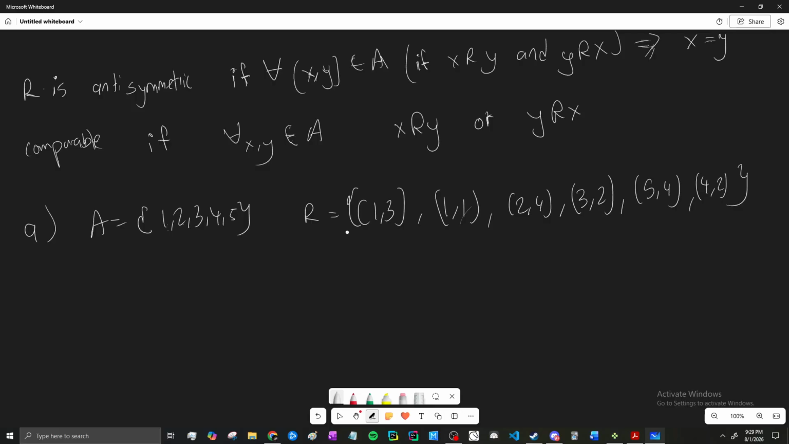Well, to be fair, 3, 1 is not here, so this is anti-symmetric so far. Not yet, we haven't fully proved it yet. But look, there's 2, 4 and there's 4, 2, but 2 does not equal 4, so this is not anti-symmetric. Is this comparable, however?